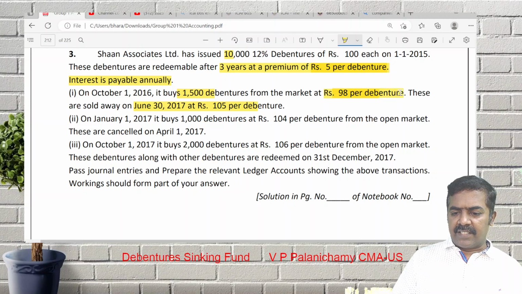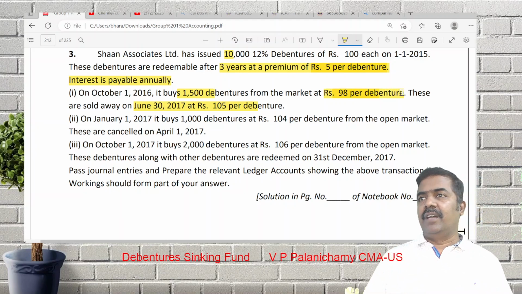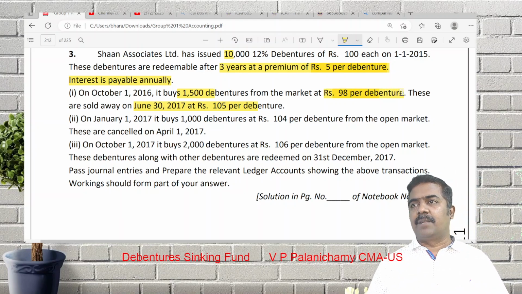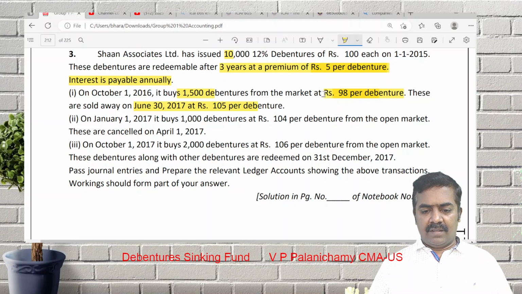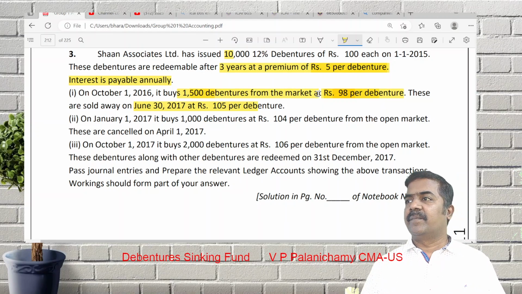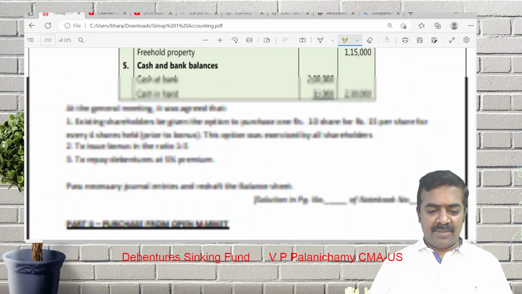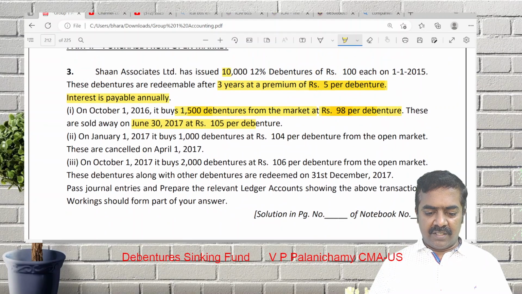Whether the quotation is ex interest or cum interest. Do you remember? Ex interest means payment excludes interest, cum interest means payment includes interest. Here nothing is said, so assume it as ex interest. Not assume; always, if the quotation is silent, it is ex interest. So is it owned debenture or purchased for cancellation? Purchased for cancellation. Oh my god.